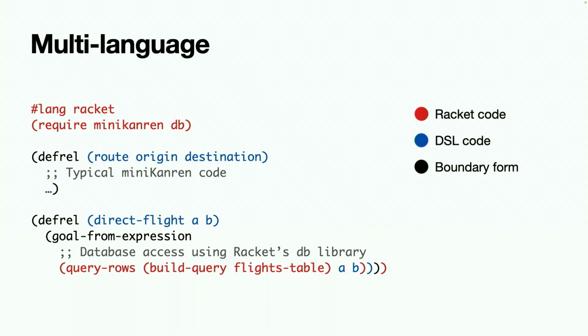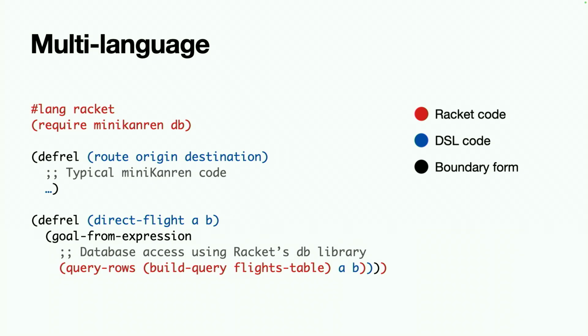And the route relation is very pleasant to implement as a recursive logical formula in miniKanren code. But the direct flight relation, if we were to write plain miniKanren code for that, would be a disjunction with thousands and thousands of equality constraints. So that's not what we want to do, obviously. We want to look up real data from a real database that's up to the minute and accurate. So that's where we want to escape out from our DSL and use some Racket code instead.